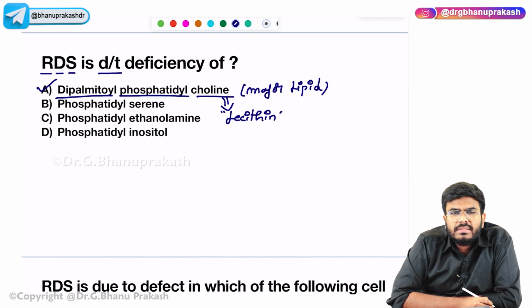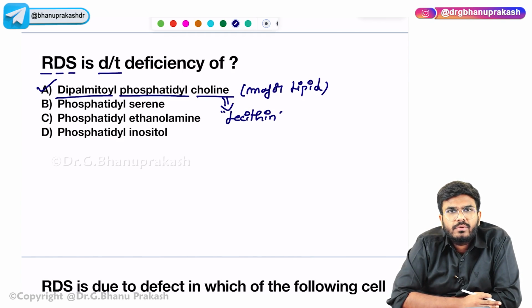Guys, could you recollect that? What is the gold standard, 100% confirmatory to say that the fetal lungs are matured? Phosphatidylglycerol, don't ever forget that. Presence of phosphatidylglycerol in the amniotic fluid is confirmatory that the fetal lungs are matured.